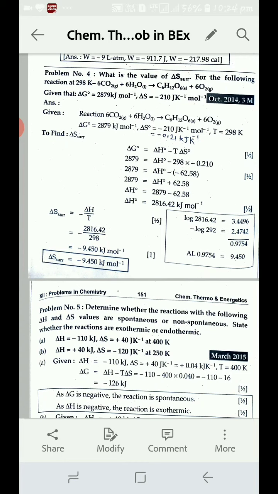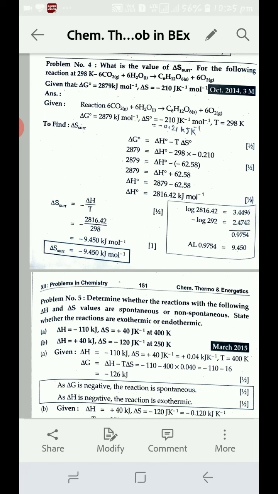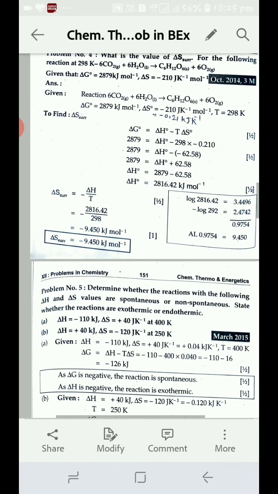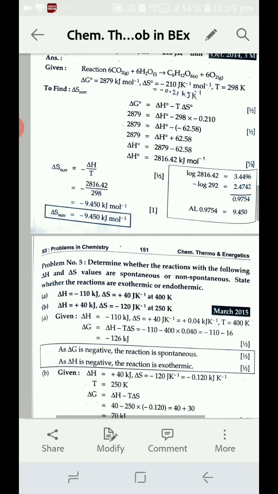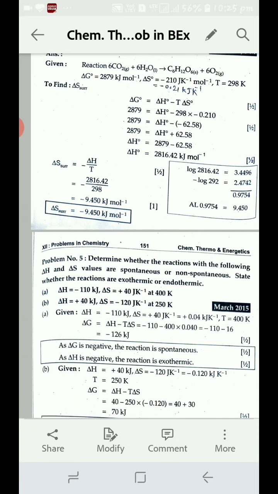Then for B, calculate the delta G. So delta H is plus 40, plus means the reaction is endothermic. Calculate the delta G. Before calculating that, convert the delta S into kilojoule per mole. So it is minus 0.12 kilojoule per Kelvin. And temperature is given, 250. Substituting the values, delta G is equal to plus 70 kilojoule.